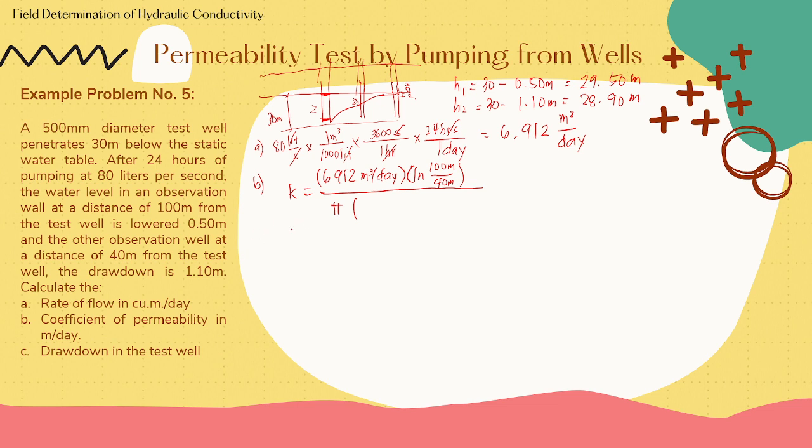And from the formula, H sub 1 squared, so 29.50 squared minus 28.90 squared. So we can cancel, and we can get 57.53 meters per day.